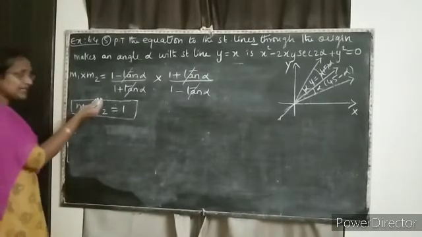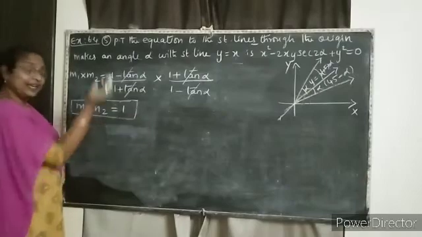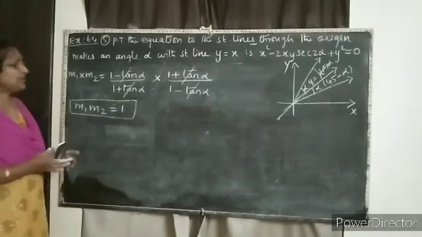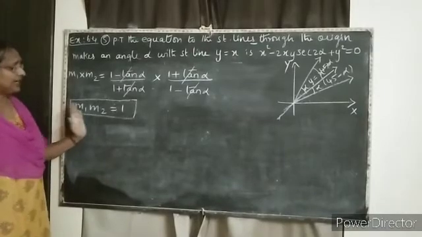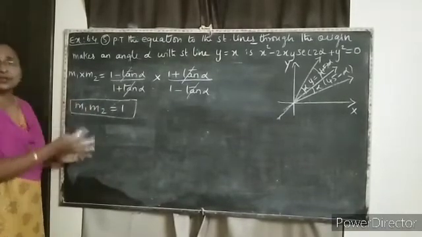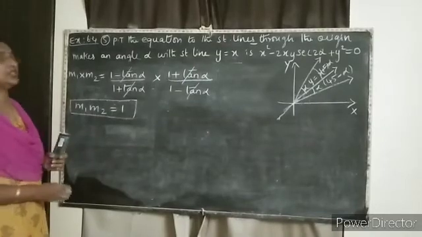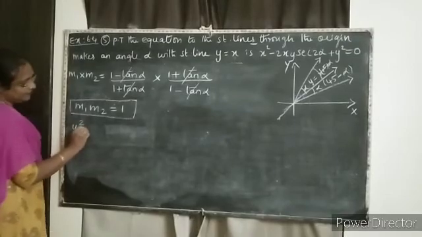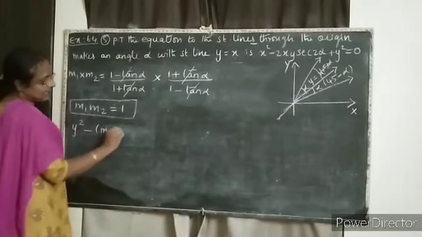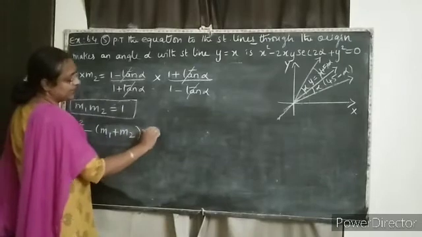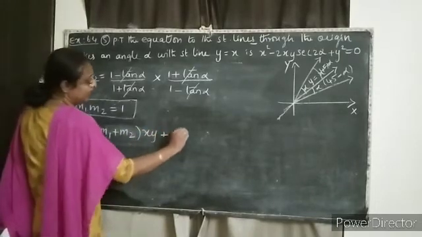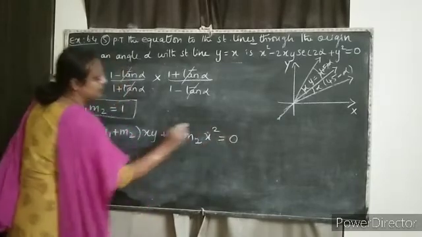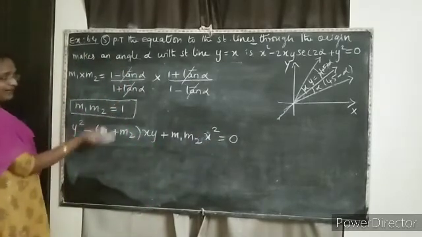Did you understand? Okay, so we found the values of the sum of the slopes and the product of the slopes. Now we are going to substitute these values in the combined equation which we have already found, isn't it? Okay students, so we have found the values of M1 and M2. Now we are going to substitute these values in the combined equation. So already we found the combined equation. What was that? Y squared minus M1 plus M2 into xy plus M1 into M2 into x squared equal to 0. Yes or no?